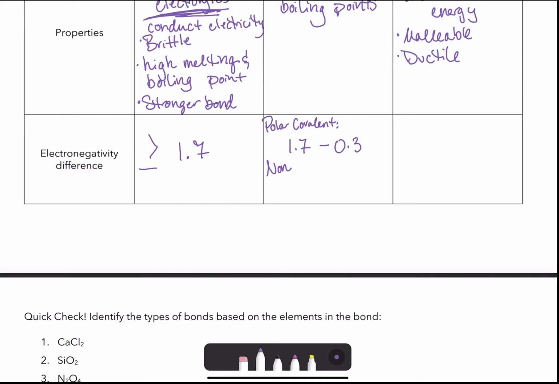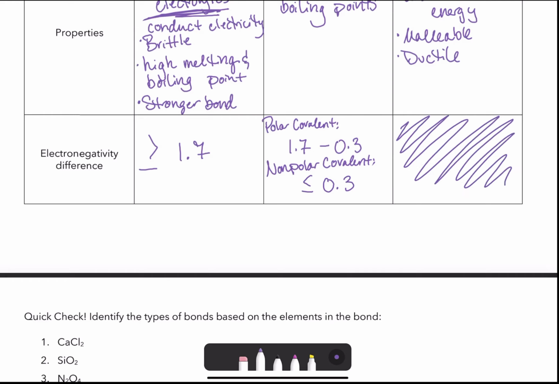And the other type of covalent bond is called a nonpolar covalent bond, and they have an electronegativity difference of less than or equal to 0.3. And then this is not applicable for our metallic bonds, so you can just scribble that out or draw a little doodle in there if you would like to. So we're going to do some practice with these then.